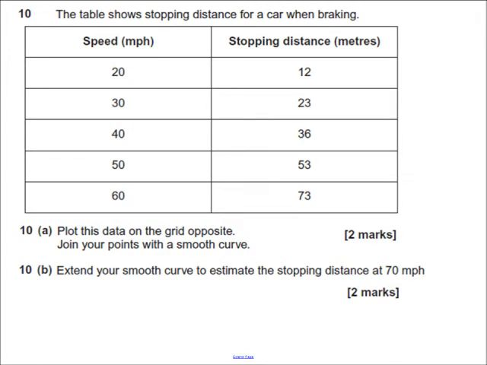Question 10 shows a table with the stopping distances for a car when it brakes. And what it wants us to do is plot this data on a piece of graph paper, but most importantly, it wants to join the points with a smooth curve. It doesn't want us to do it with a ruler and a straight line. So it's kind of like a quadratic graph, but it isn't. It's just giving us the information. And the second bit of the question is asking us to extend the curve to estimate the stopping distance at 70 miles an hour.